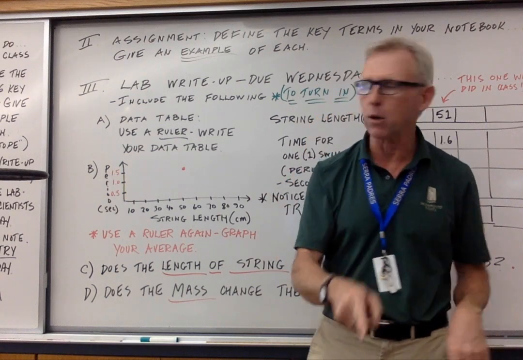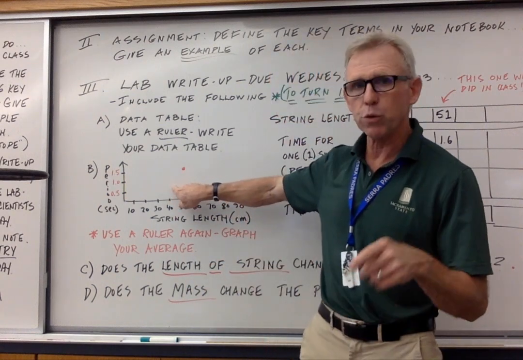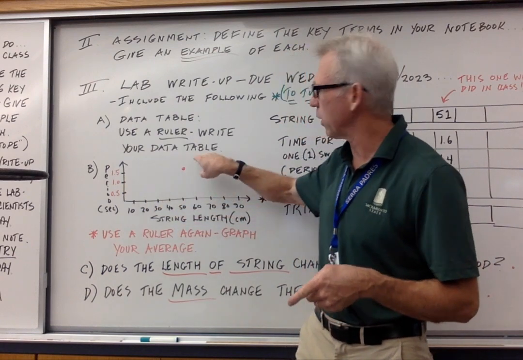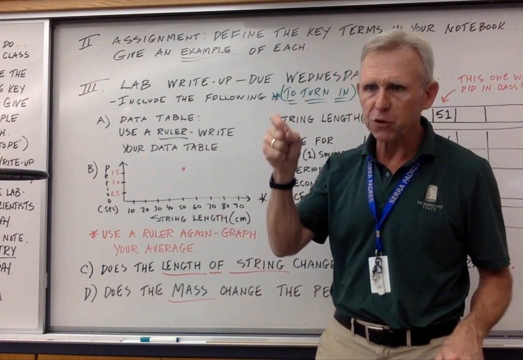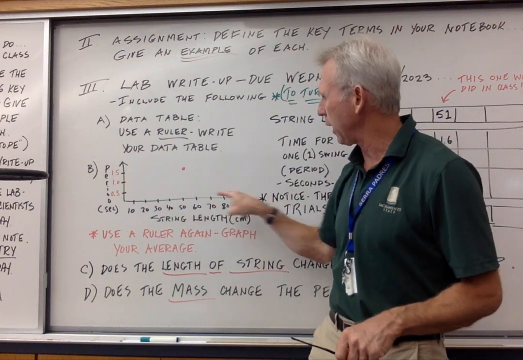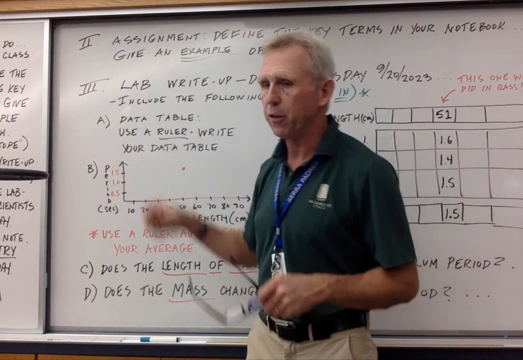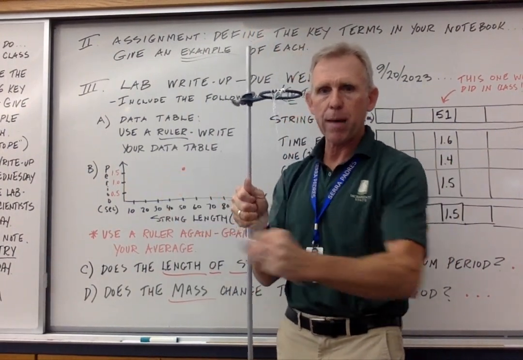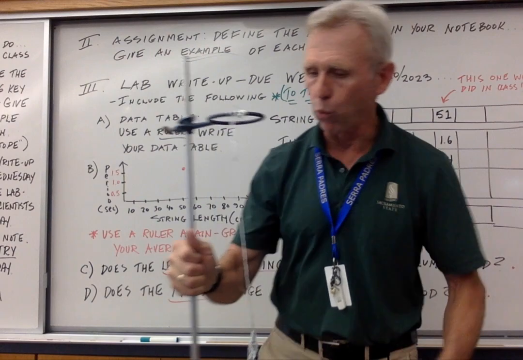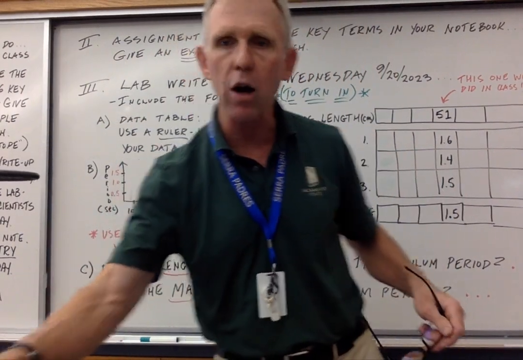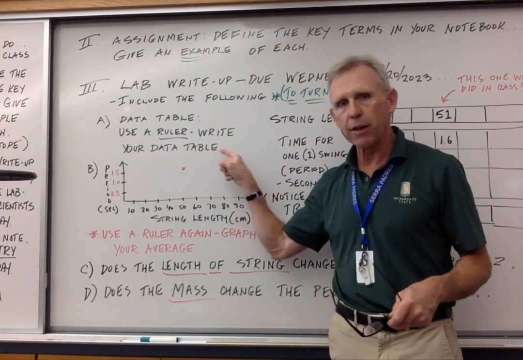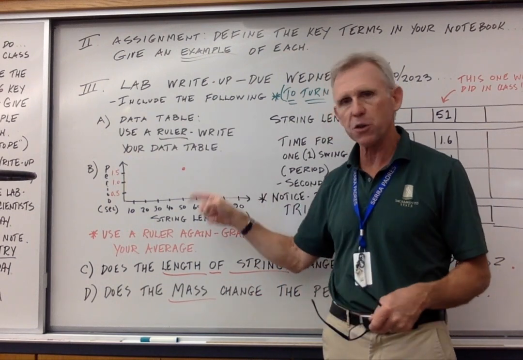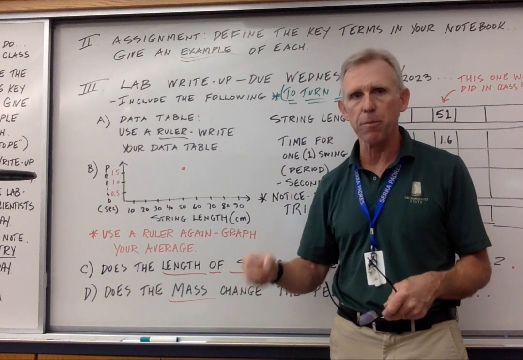Getting back to this data right here, the students will notice when they start putting the data on the graph that it makes a fairly straight line. In other words, as the string length increases, the period, the time for one complete swing out and back, that's one period, the time for one complete swing out and back will also increase. Now, the nice part about this, and this is what we're trying to lead the students to this week, is this is predictive. It allows us to make predictions.